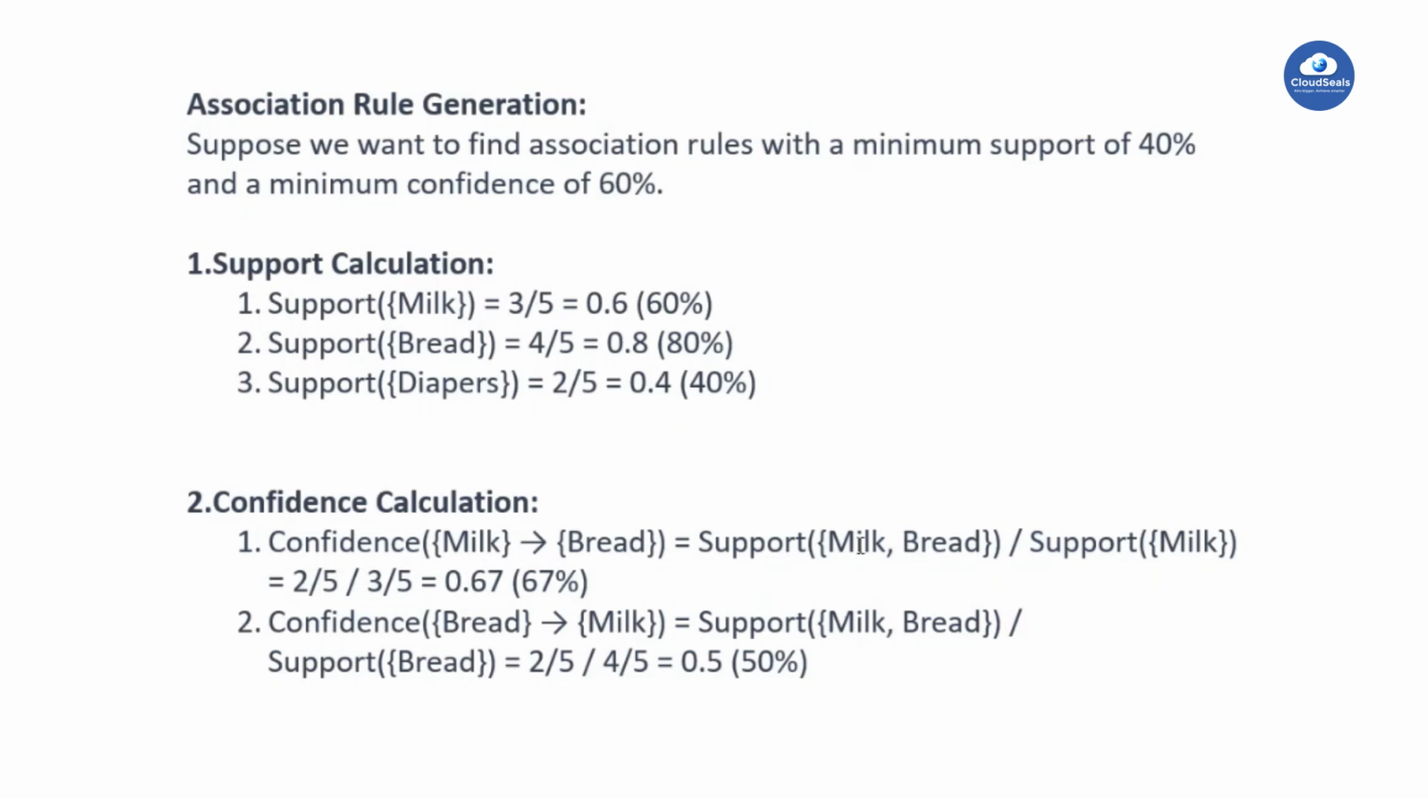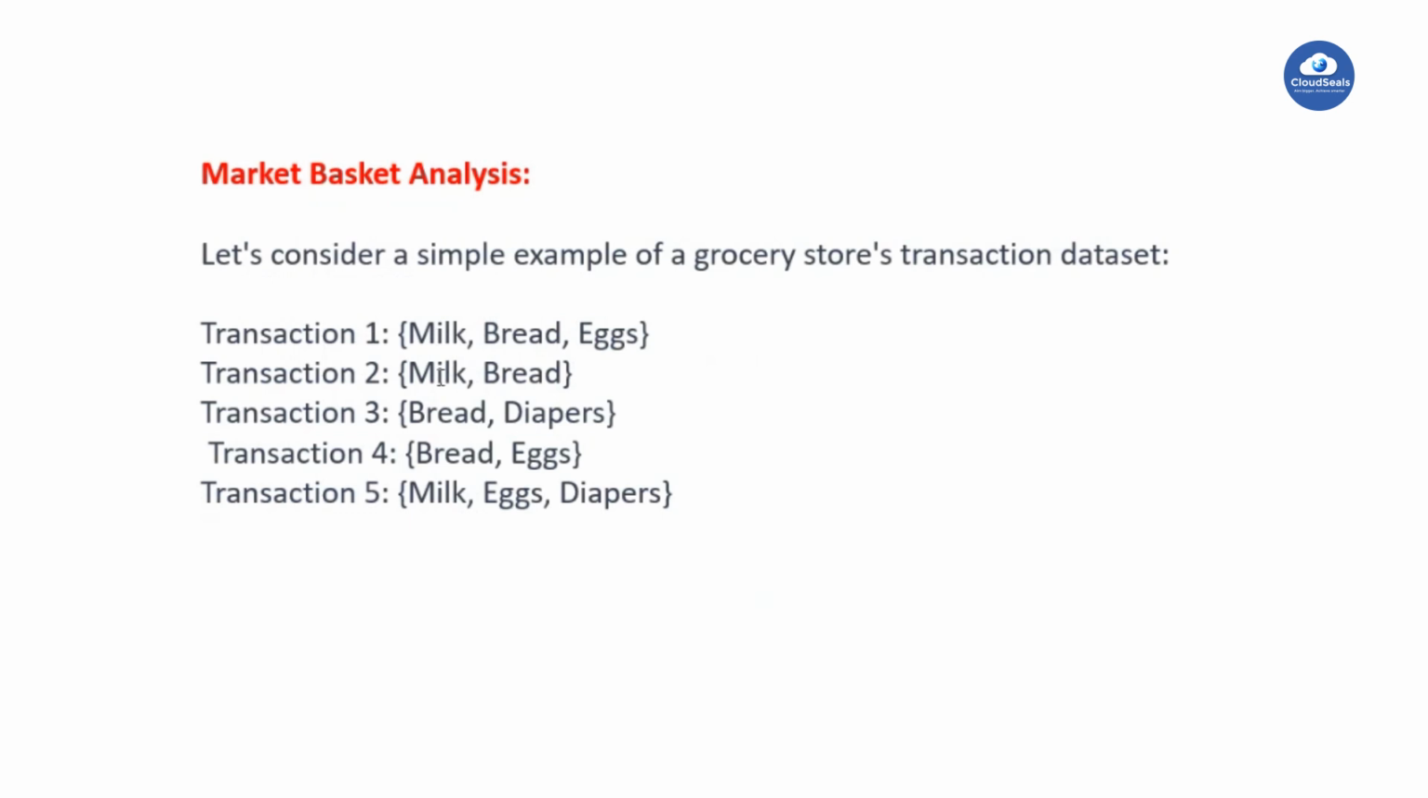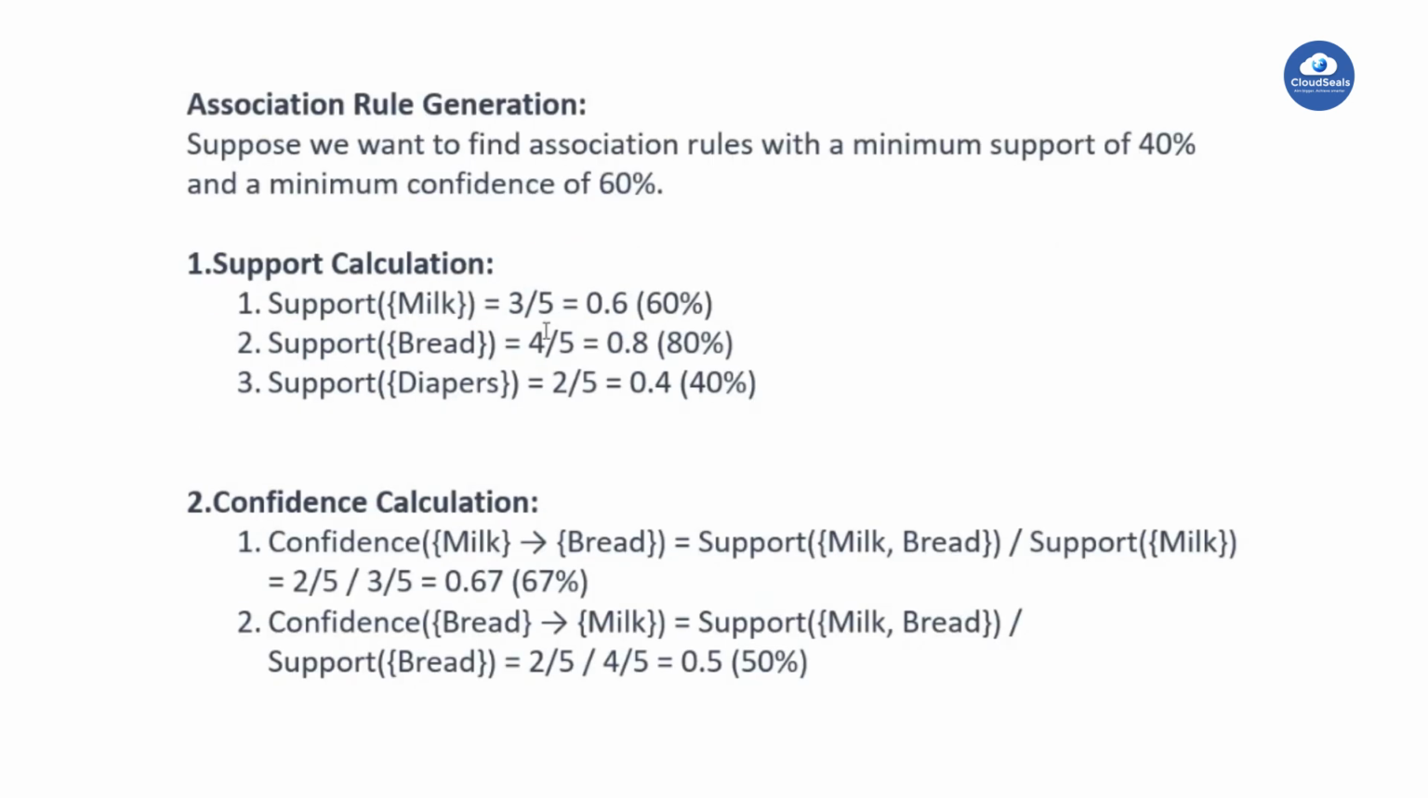Here we need to consider milk and bread, but here we consider only milk. That's why we checked how many times milk is present in the transactions. Out of the five transactions, milk is present three times. That's why here we placed 3/5.